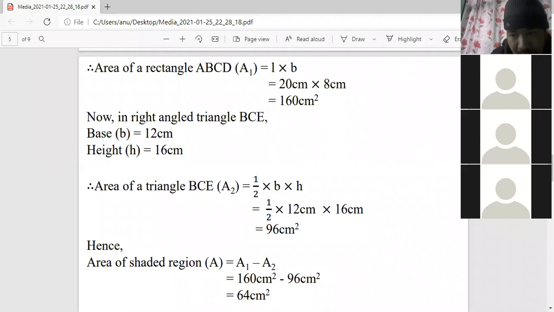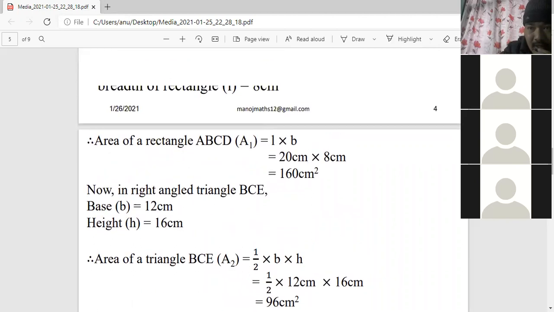Hello children, please show the response. Are you clear? No, sir. Okay. The bigger one is the rectangle. The small one is the triangle. From the big rectangle subtract the triangle, then the answer will come of the shaded region.